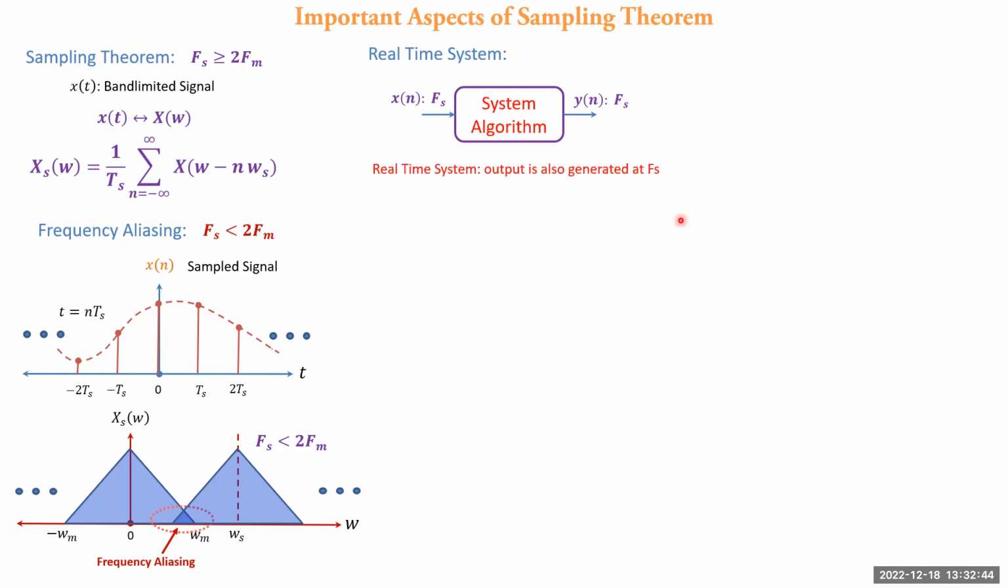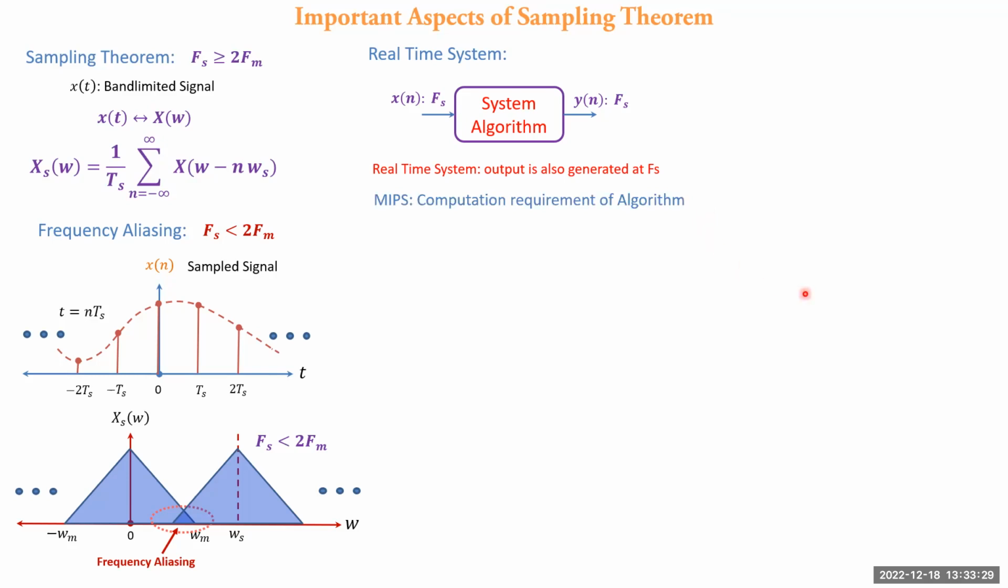Then for a real-time system, the output should also arrive at sampling frequency fs, unless there is a change in the sampling frequency. For example, if you are processing a signal at say 50 kilohertz, meaning 50,000 samples per second, then one should finish the processing of 50,000 samples in 1 second. And if the system is processing the signal at that rate, then it is called a real-time system.